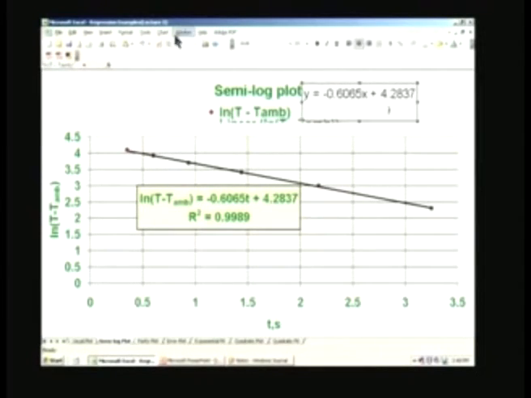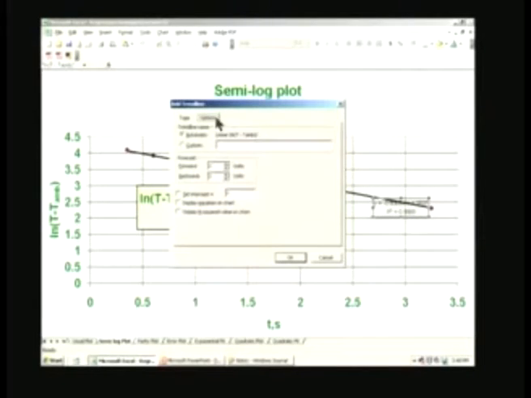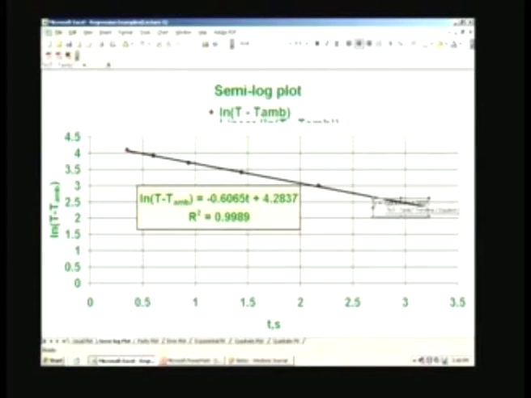So, what I will do is go back and undo what I did, so that the trend line option is not there. I will just clear this so that I do not have to worry about it.